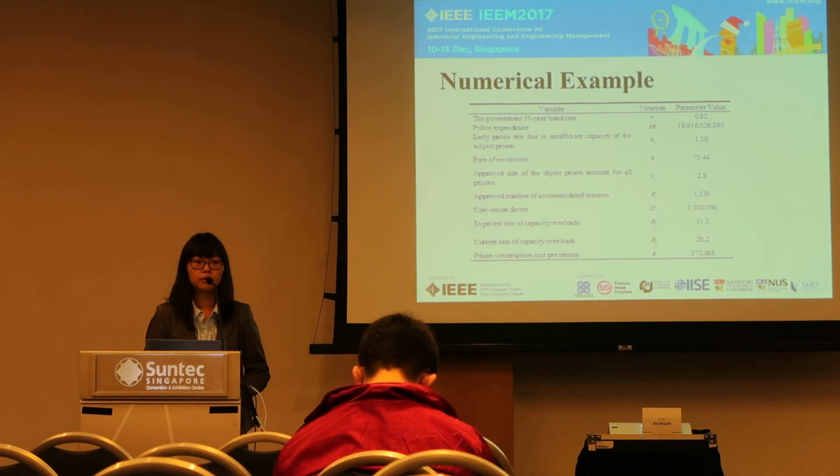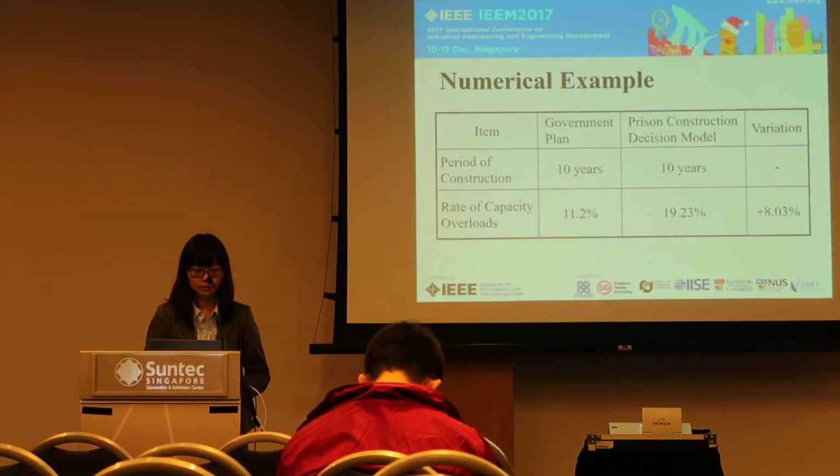We adopt the government data of Hualien prison to demo the model, and we hope to find the optimal solution for government. This is the result of prison construction decision model compared to the government plan. The optimal period of construction is 10 years. This is the same as the government plan. If the government is in financial deficit, the optimal rate of capacity overloads is 19.23%. This is more than the government plan.